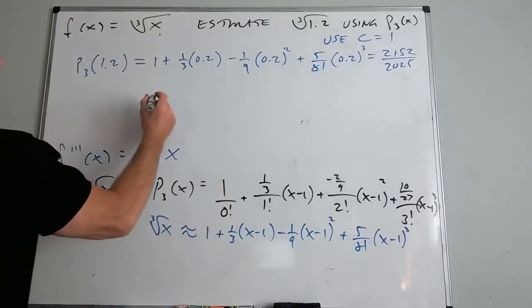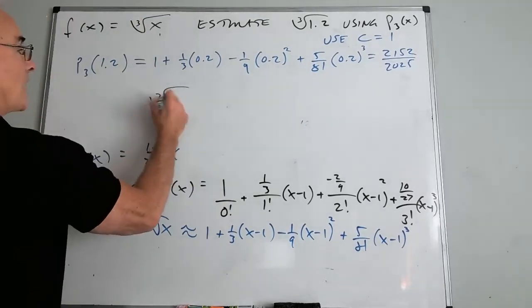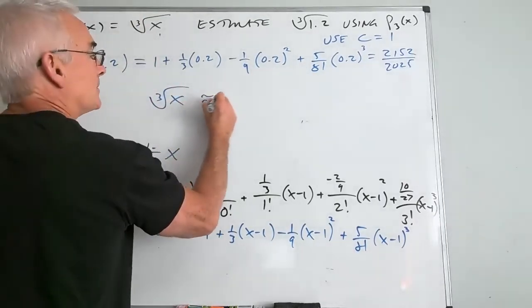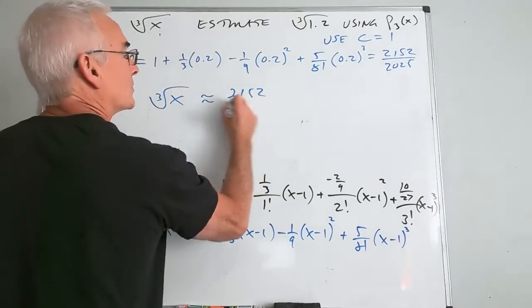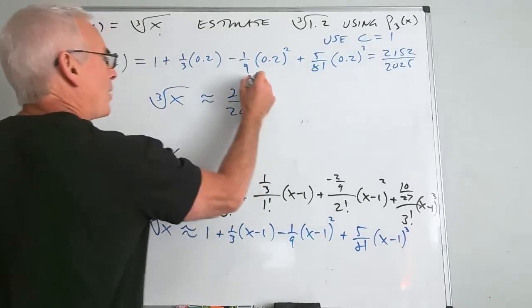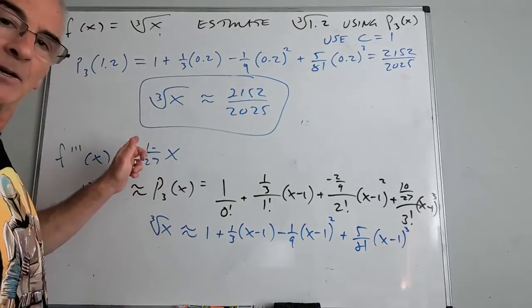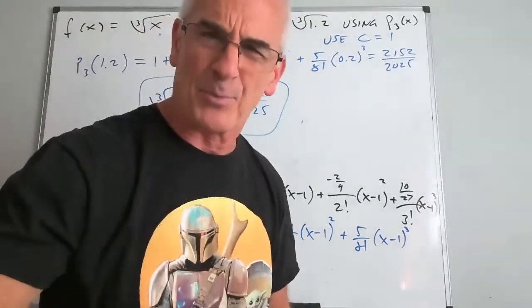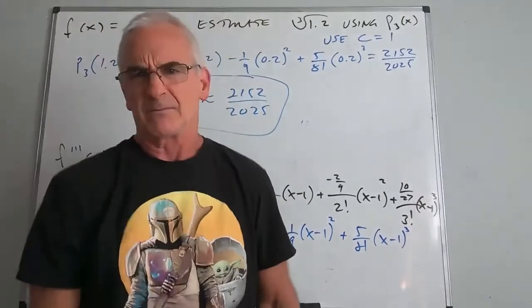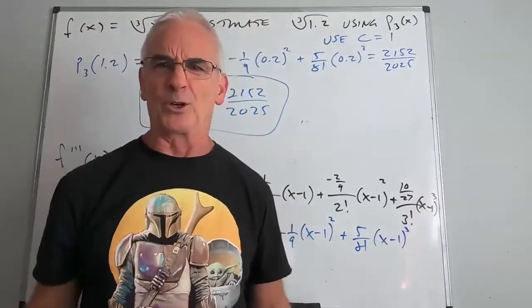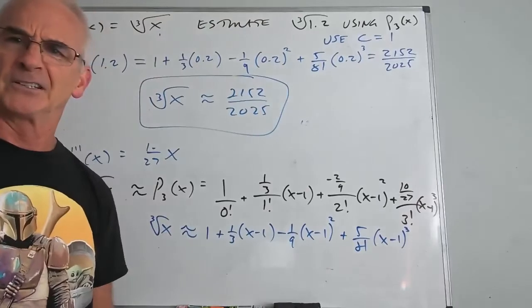So that means I can now say with certainty, if I did it right, that the cube root of x can be estimated by this. And here's the thing: Taylor polynomials in general will produce rational numbers. I'm estimating an irrational number with a rational number. Now, I'm pretty sure I did it all correctly. Yeah, I have a really good warm fuzzy feeling that I did this correctly.